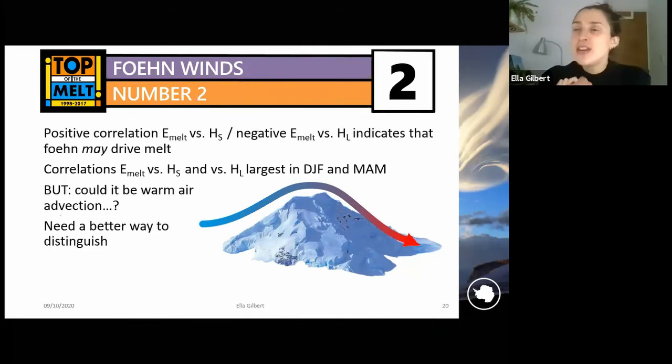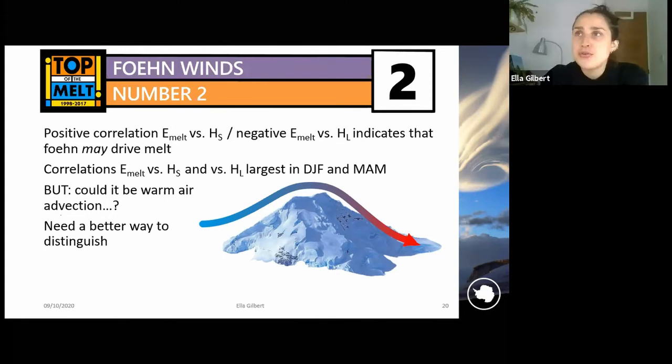So initially I looked at the correlations, and we saw a positive relationship between the melt flux and sensible heat flux, and then a negative one between melt flux and latent heat flux, which is what we'd expect with foehn. This correlation was largest in summer and autumn. But it doesn't tell us conclusively that it's to do with foehn, because it could indicate periods of warm air advection as well. So we need a better way to distinguish between foehn events and other kinds of events that would result in these relationships.